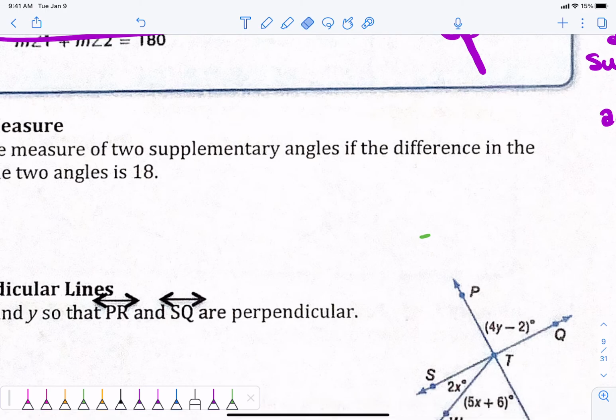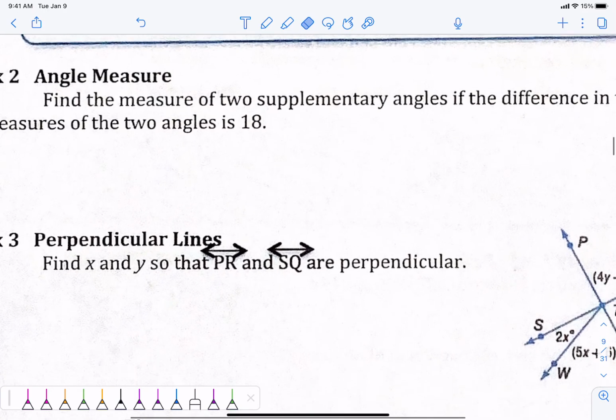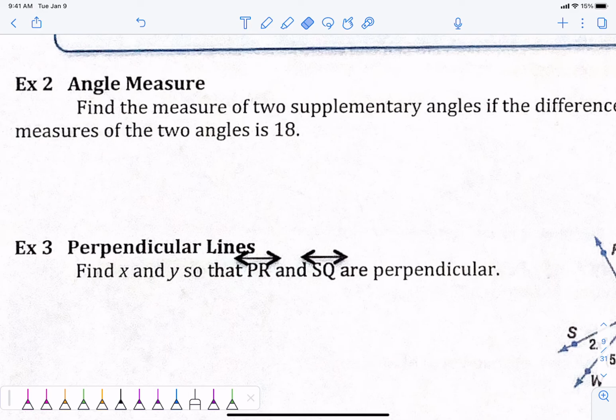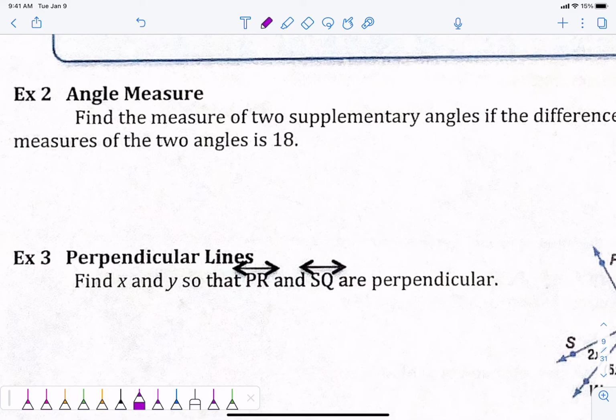Okay, let's go to the example down below here. We've got three of them. Find the measure of two supplementary angles. We don't know what those two angles are called, so let's give them a name. Let's use variables, not numbers. That's just going to confuse us. So C and D are going to be our angles.